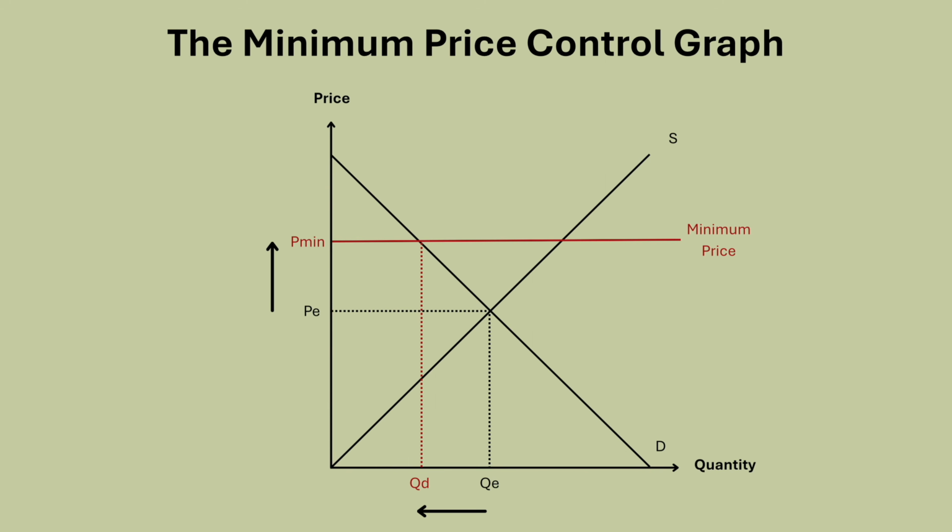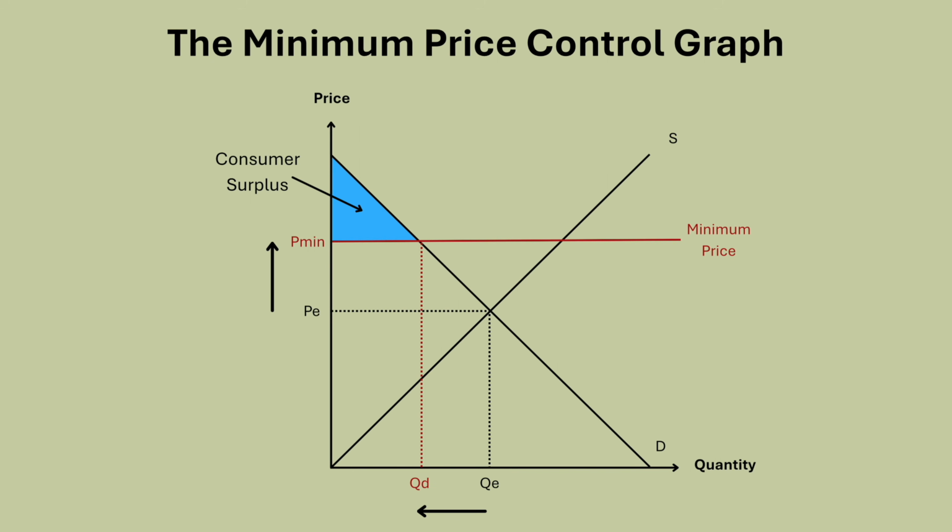This means that the consumer surplus is going to be less than what it was under the original market. So the consumer surplus is this blue triangle here, which stretches from the amount that the consumer is willing to pay, so the demand curve, to the amount that they actually pay, so P-min.